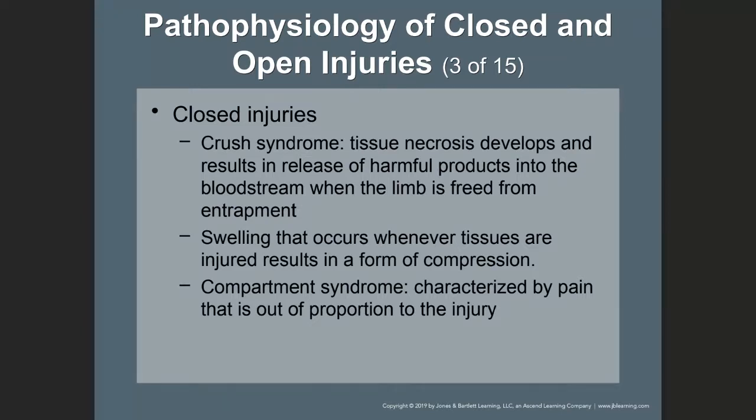Swelling that occurs whenever tissues are injured results in a form of compression. Compartment syndrome is characterized by pain that is out of proportion to the injury. So there's a fracture and there is bleeding occurring over 6 to 12 hours in the fascia compartment, which is a membrane around the muscle, and it creates compression. That's compartment syndrome.